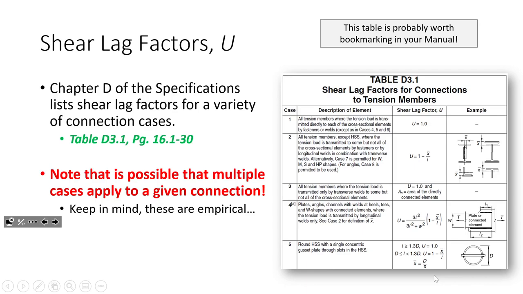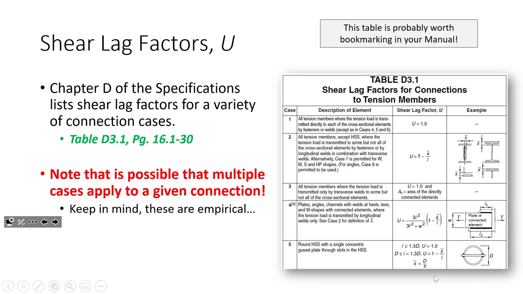Now, shear lag factors are found on the next page. So if you turn the page, if you're on chapter D, you will see on the left side this is table D3.1. This is my manual. I have a tab right here for that. I will refer to this table quite a bit when I'm doing homeworks and exams. If you have a little sticky note or something like that, I would tab this. This is a very, very worthwhile bookmark for your manual, okay? Because you're going to use this quite a bit.